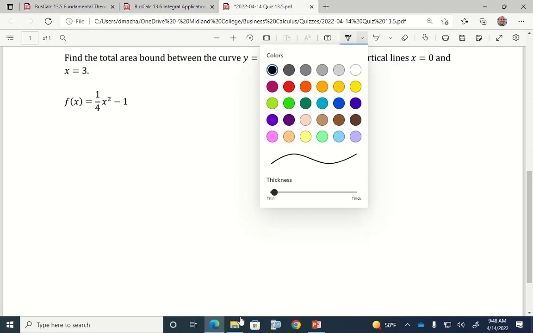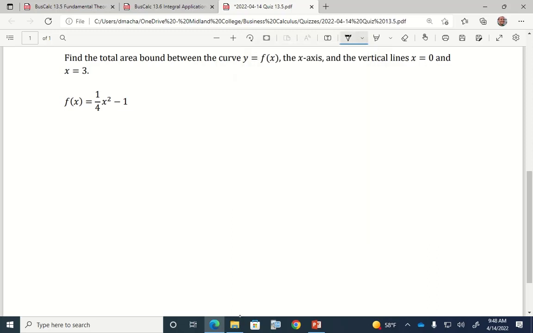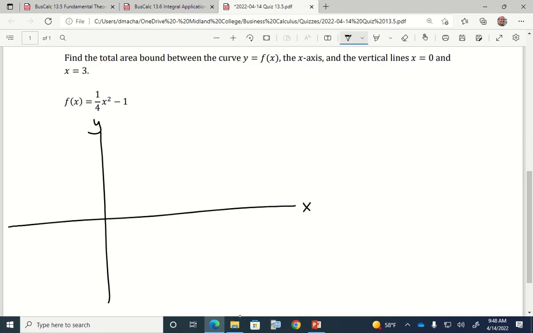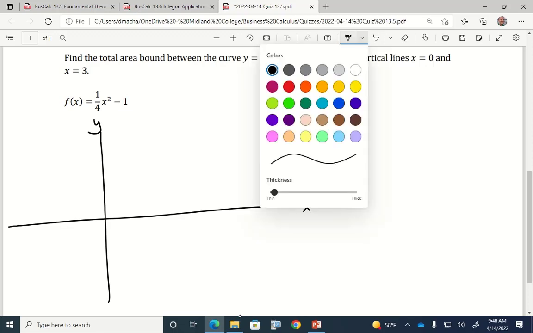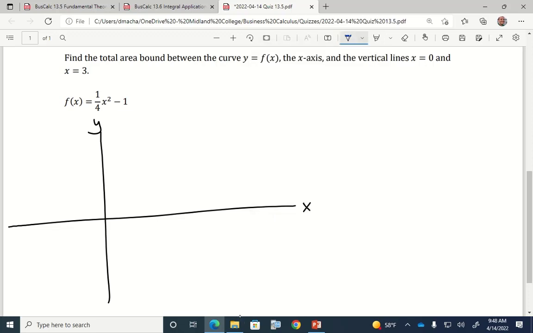Okay, so this question says, find the total area bound between this curve, given by that function, the x-axis, and the vertical line at x equals 0, which would be the y-axis, and x equal to 3. So I have this curve, and then I have this vertical line at x equals 3. And so let's say that this is x equals 3. And so there's going to be some vertical line here.